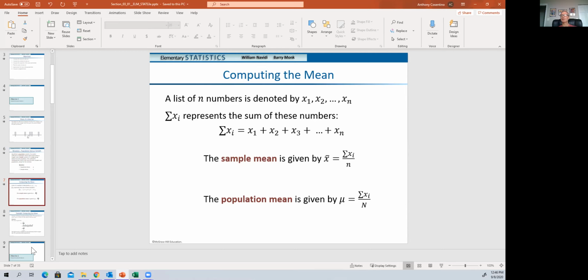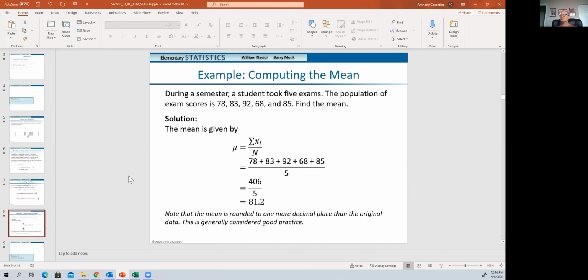And so basically you add all those numbers up and then you divide by the total number of data points. So in the example that we gave, you would take these five numbers, which was 78, 83, 92, 68, 85. These five exam scores. You add them all together. And since there were five of them, you divide by five, and you would say the average is 81.2.